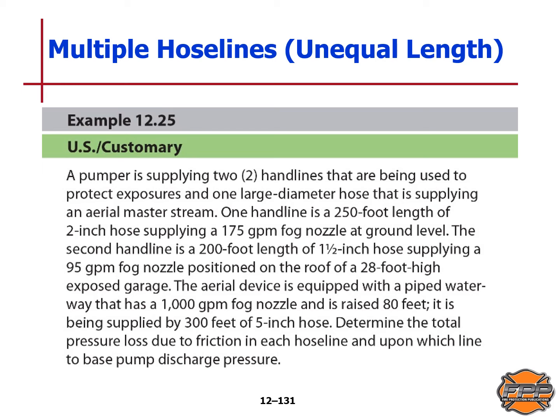The aerial device is equipped with a piped waterway that has a 1,000 gallons per minute fog nozzle and is raised 80 feet. It is being supplied by 300 feet of 5-inch hose. Determine the total pressure loss due to friction in each hose line and upon which line to base the pump discharge pressure. So let's take a look at that.